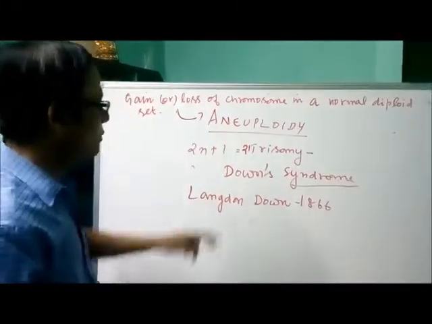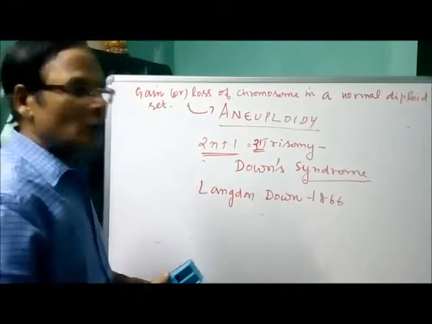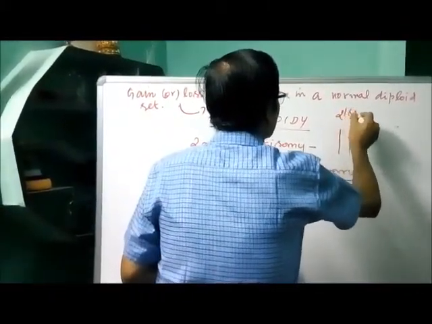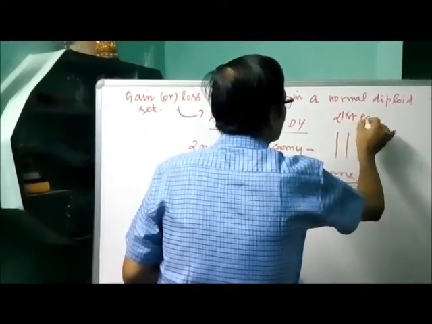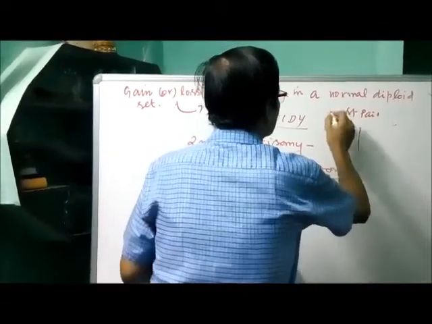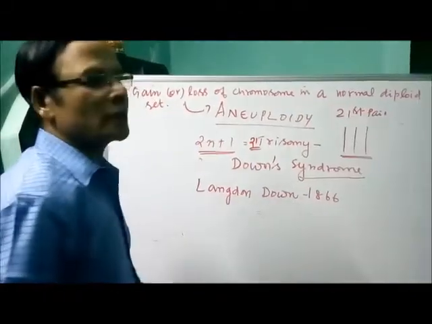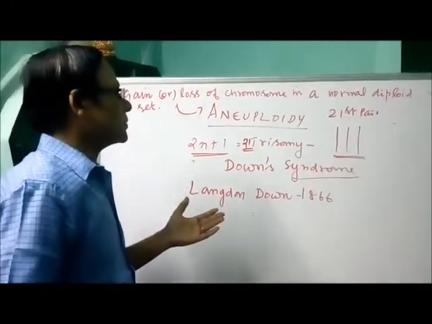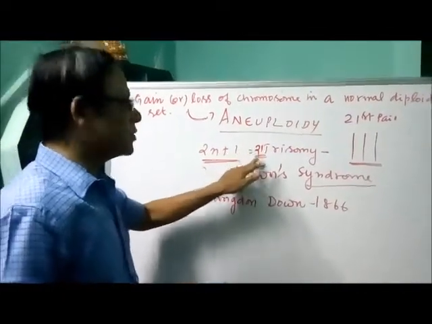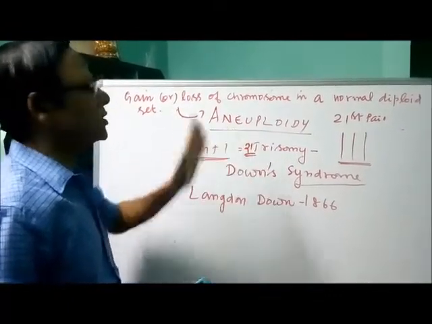It is an example for 21 trisomy where we have 2n plus 1 number. A particular pair, the 21st pair of chromosome, is formed in 3 copies instead of just 2. You see, 3 copies. That's why it's called 21 trisomy. This is because of some error during meiosis. So Down syndrome is an example for 21 trisomy where we have a 2n plus 1 condition, and an example for aneuploidy.